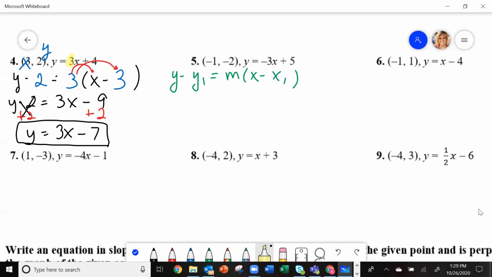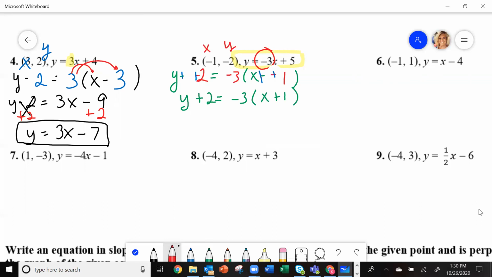Now, your equation right here is already in slope-intercept form. Here is your slope because it's already in y equals form, so I'm going to put -3 here. My x number right here is -1. My y number is -2. Now look, you've got minus and negative that changes to positive. Same in here. So I'm going to get y plus 2 equals -3 times x plus 1.